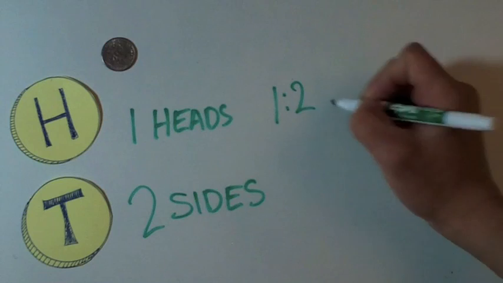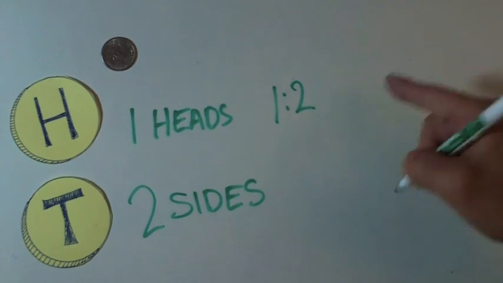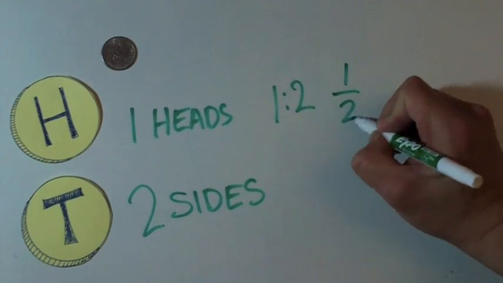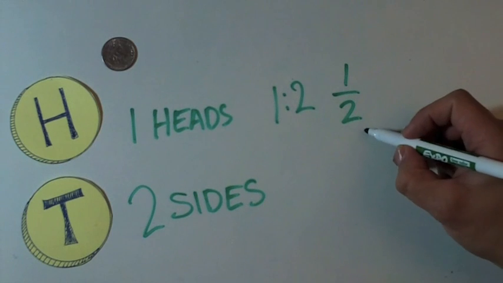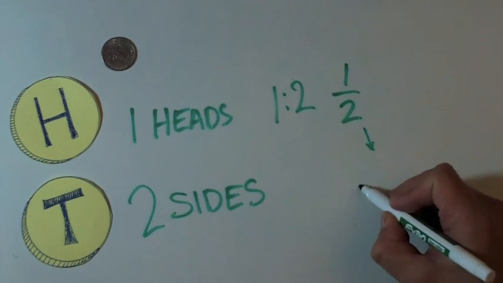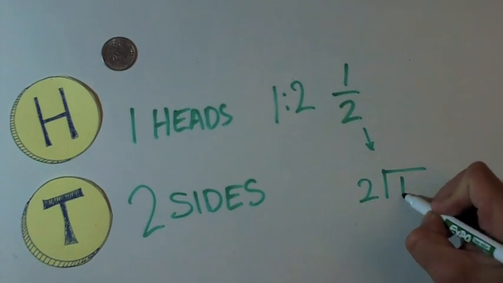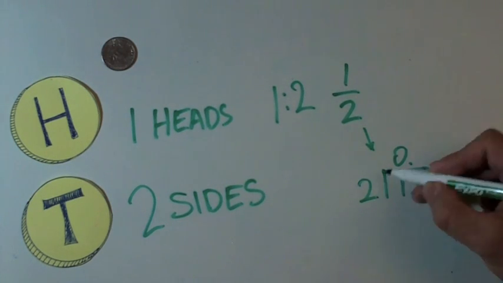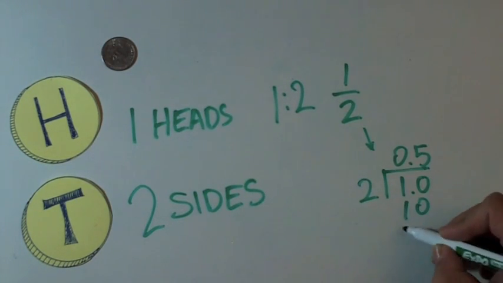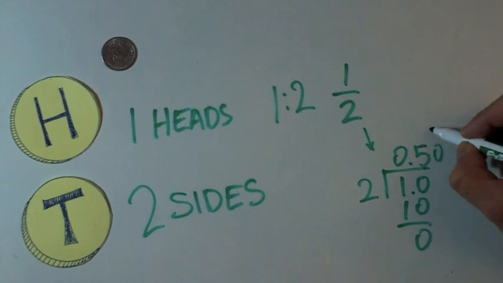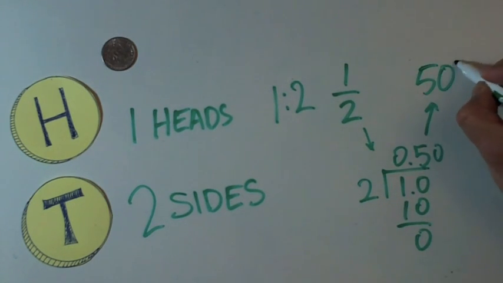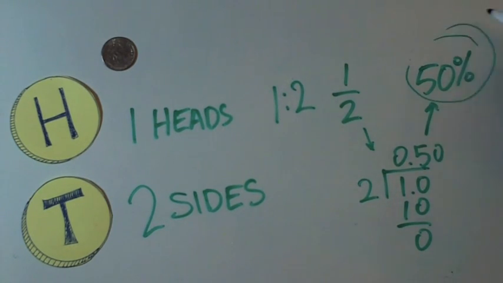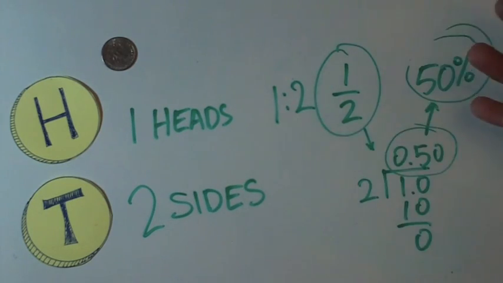So we'll do that by saying it's a 1-to-2 ratio. And you can also write it as a fraction, 1 over 2. Which is also the same as calculating this out: 1 divided by 2, we get 0.5, so it translates to 50%. There you go. So 1 to 2 or 50% chance that you're going to land on heads when you flip a coin.